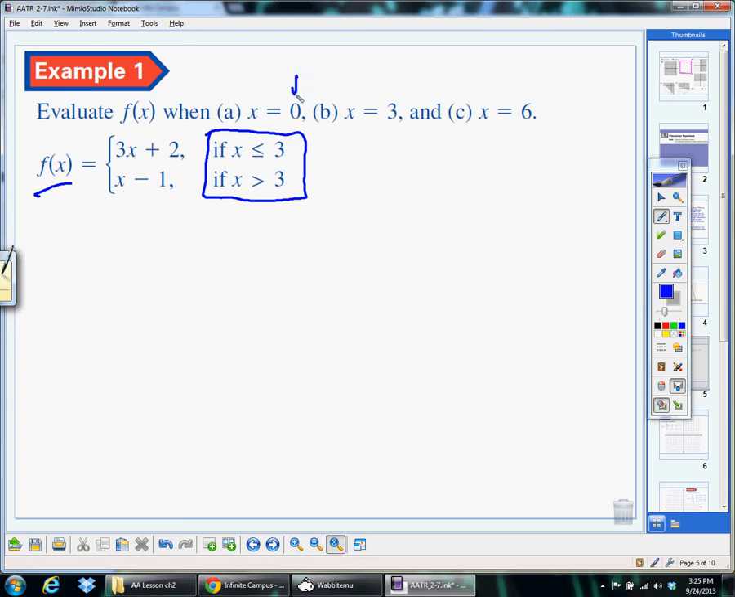So looking at this first one, you're supposed to evaluate, get an answer, when x is 0. Which one do I use? Well, hey, 0 is less than 3. Use the first one. So here is the answer and the solution to A. F of 0, because I'm substituting in 0 for the x, is 0, and I put a 0 in there also. So I'm only using that top function currently. 3 times 0 plus 2. 3 times 0 is 0, 0 plus 2 is 2, the answer is 2. That's basically how you do evaluating a piecewise function.